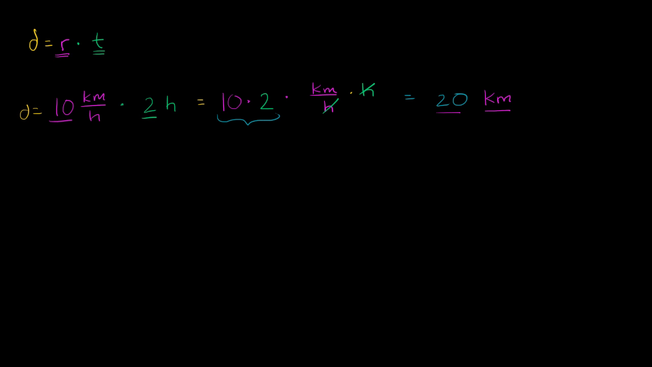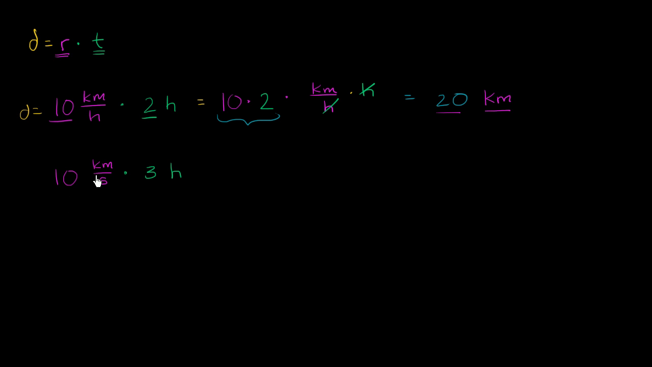Now let me give you another example. Let's say that instead of kilometers per hour and hours, someone were to give you your rate in terms of kilometers per second. So this is actually quite fast. 10 kilometers per second is extremely fast. And then they say you've gone 10 kilometers per second for, let's say, 3 hours.